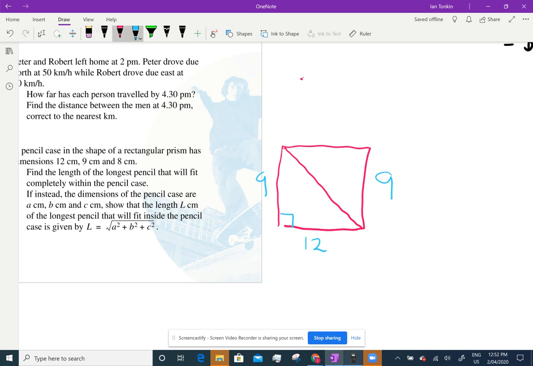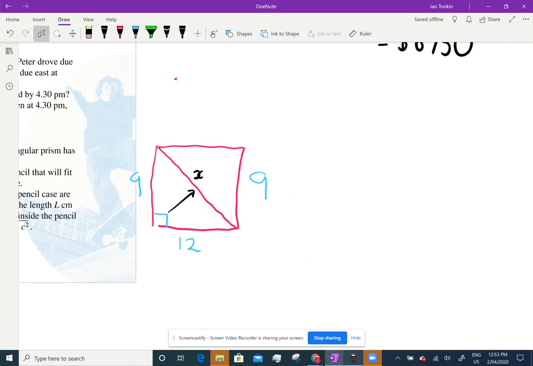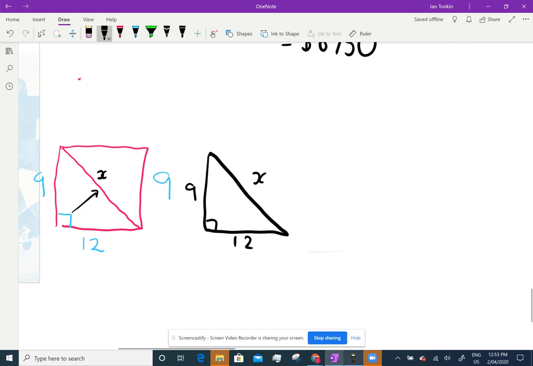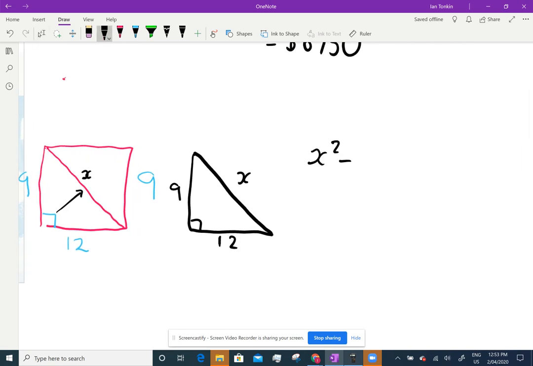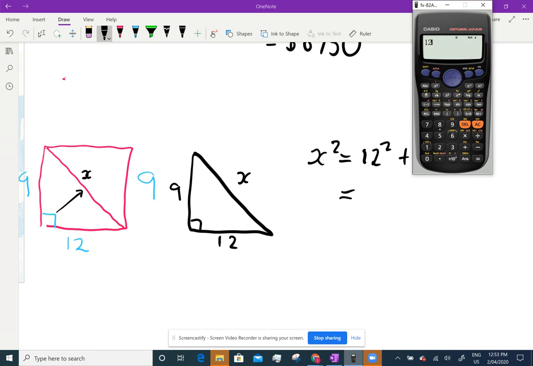I'm going to give this a letter. I'm going to call it X. And because it's opposite the right angle, the 90 degrees, it's the hypotenuse. So what I'm trying to find, X, with 12 and 9. X squared equals 12 squared plus 9 squared, which is 225.